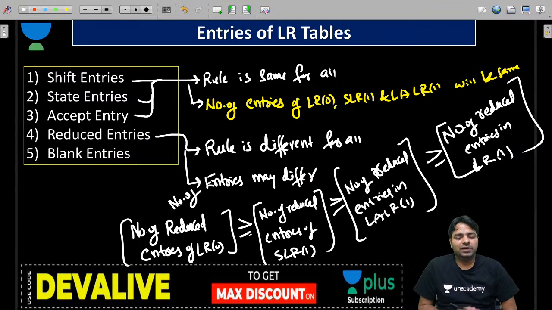And blank entries, obviously it's going to depend on what the table size is and how many reduce entries there are. Okay, so whatever is left is going to be blank entries, also called error entries.